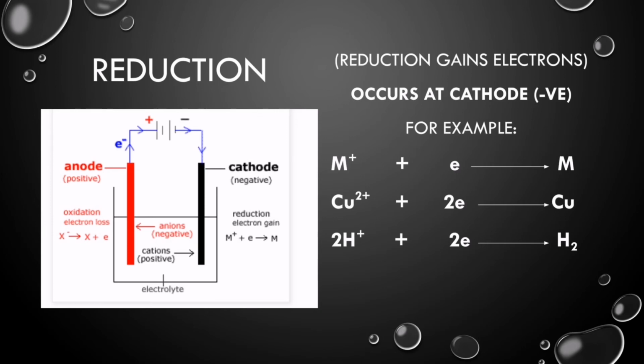Let's look at another example. Copper ion has a charge of 2+. It means it has lost two electrons. When it gains two electrons at the negative electrode, it forms one copper atom. This is because it has been discharged by gaining two electrons. For the last example, two hydrogen ions gain two electrons to form hydrogen gas.